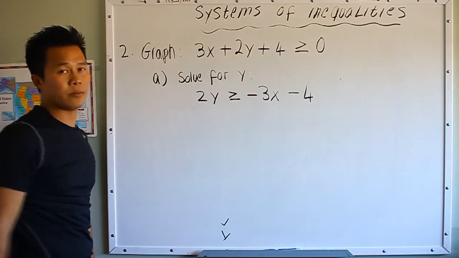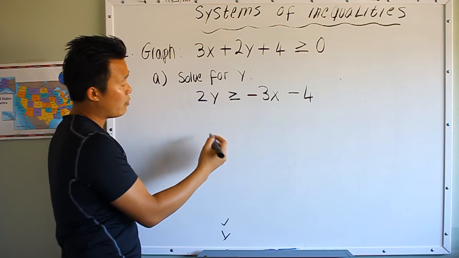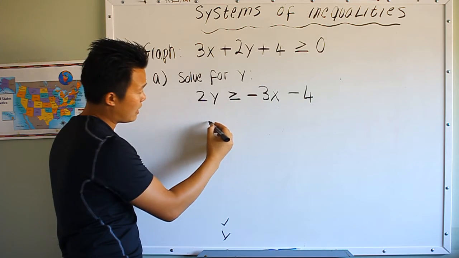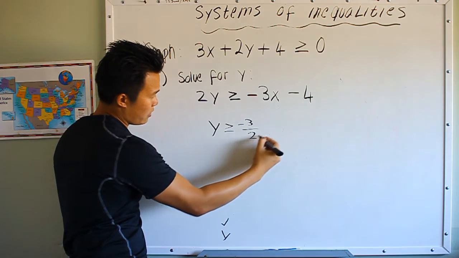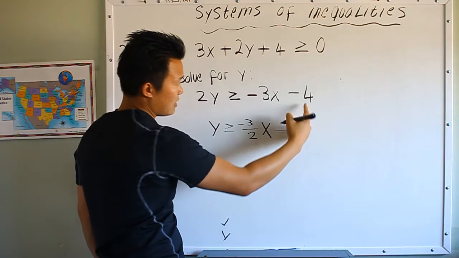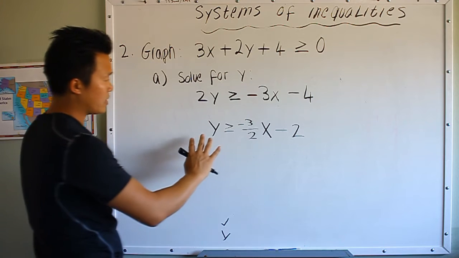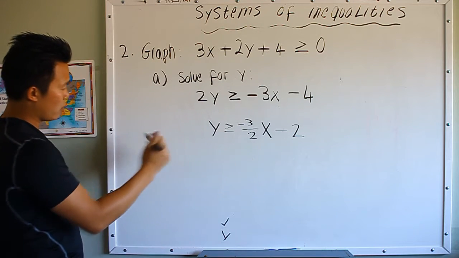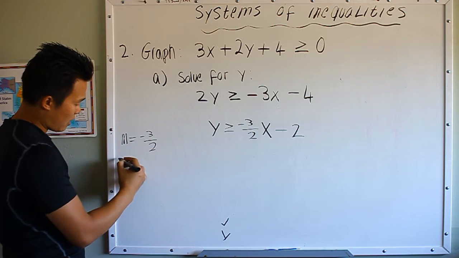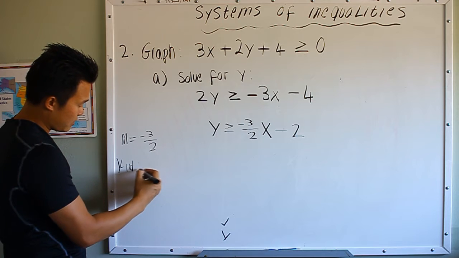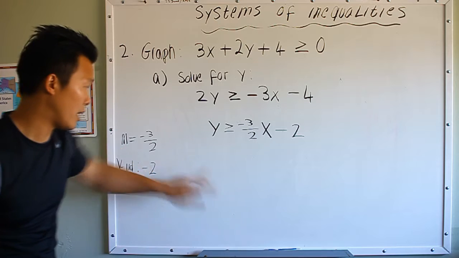We subtract the 3x and 4 from both sides. Divide both sides by 2. When we divide both sides by 2, we get y is bigger than or equal to negative 3 over 2 x minus, divide that by 2 as well, gives you 2. So it's in slope-intercept form. Notice that our slope is negative 3 over 2. Our y-intercept is negative 2. Now we can go ahead and graph the line.